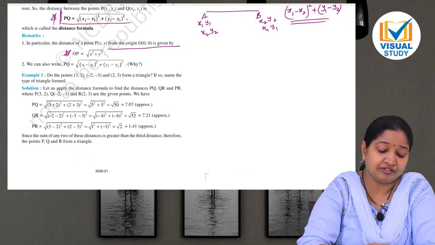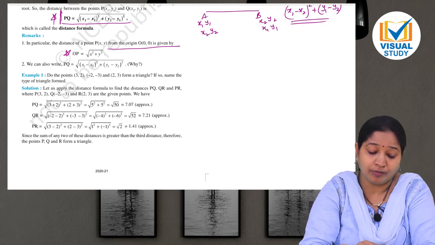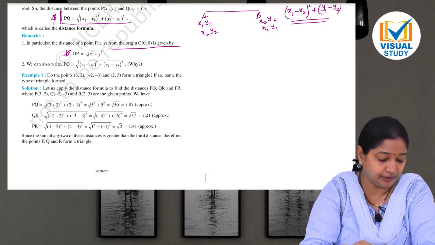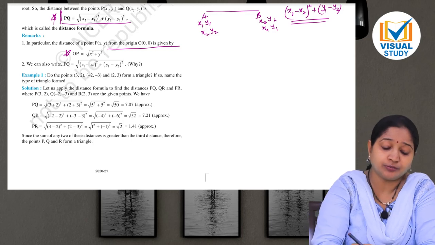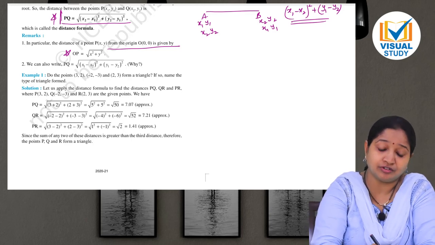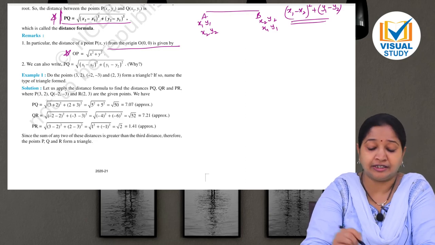Now, they have given us the example. Do the points (3, 2), (-2, 3), (2, 3) form a triangle? If so, name the type of triangle formed. You have to just substitute the values here and find out PQ, QR, PR, and you will get the answer.